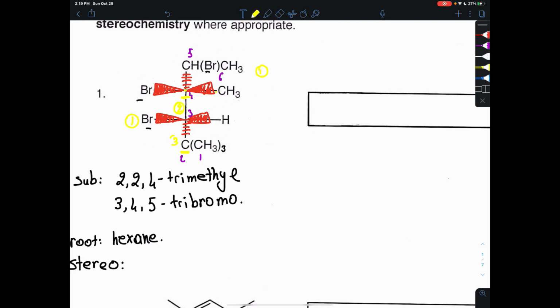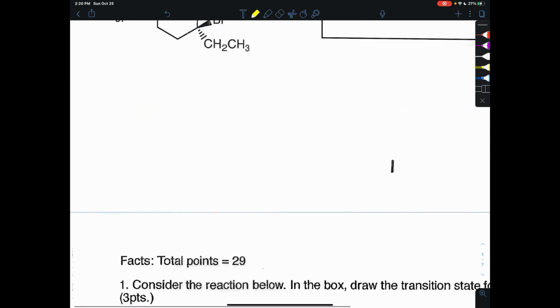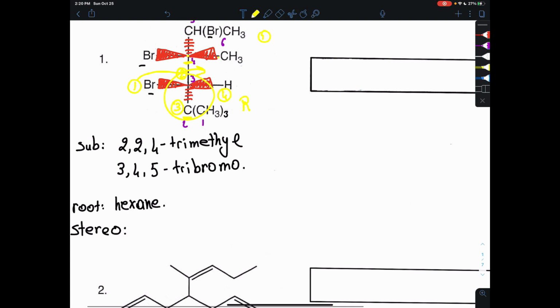And then this will have my number 3, and this will be my number 4. So if I want to follow my arrows, it's going to be 1, 2, 3. So that's an R. But you gotta notice something. You never want to have your lowest group or your smallest group on a wedge. You always want to have it on a dash. So if you encounter this issue where you have your hydrogen on a wedge, what you have to do is flip it from R to an S. So one of my stereo is now going to be 3S.